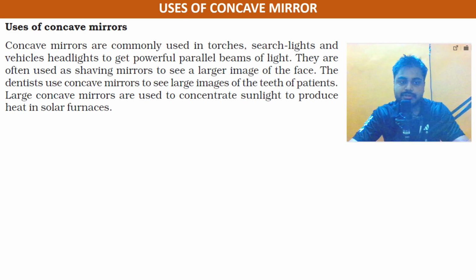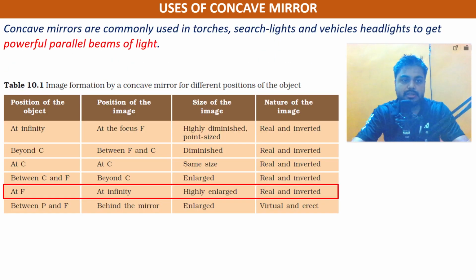The concave mirrors are commonly used in torches, searchlights, and vehicle headlights to get powerful parallel beams of light. Let us go one statement by one statement. So, to get powerful parallel beams of light, the concave mirror generates them when the object is placed at focus and the position of the image is at infinity. The size of the image is highly enlarged and the nature of the image is real and inverted.